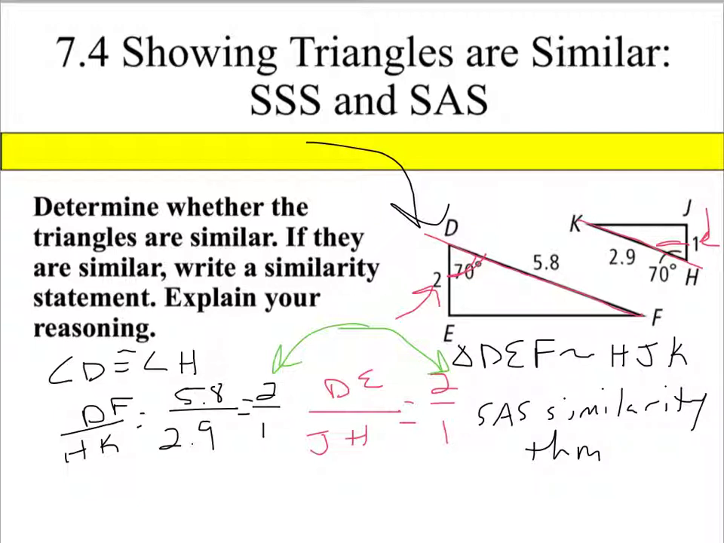The very first thing you have to do is identify the given information. Then we identified the given information of angle D being congruent to angle H. Then we focused on the sides. We checked to see if they were proportionate to one another. We noticed they had the exact same scale factor, so we could write out our similarity statement based on the SAS similarity theorem.